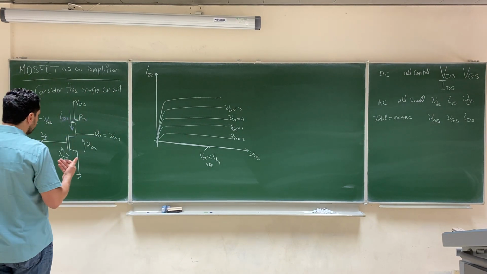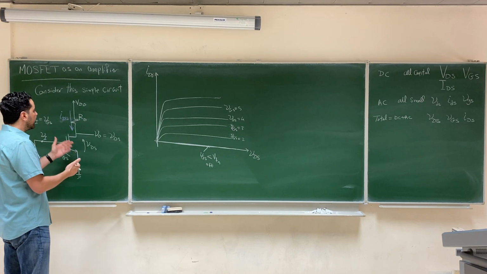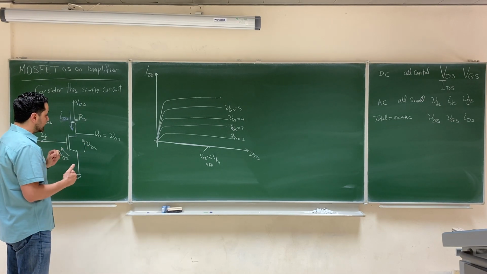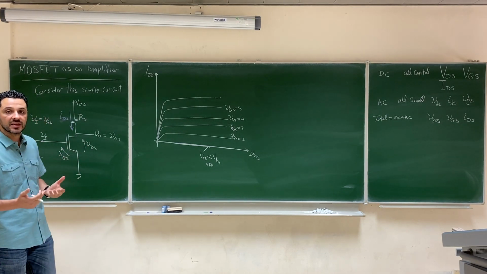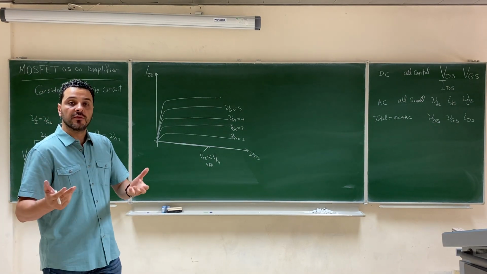Let's go back to the circuit. From the circuit, we can find another relation between IDS and VDS. And this relation that we can find from the circuit comes from Kirchhoff's voltage law.